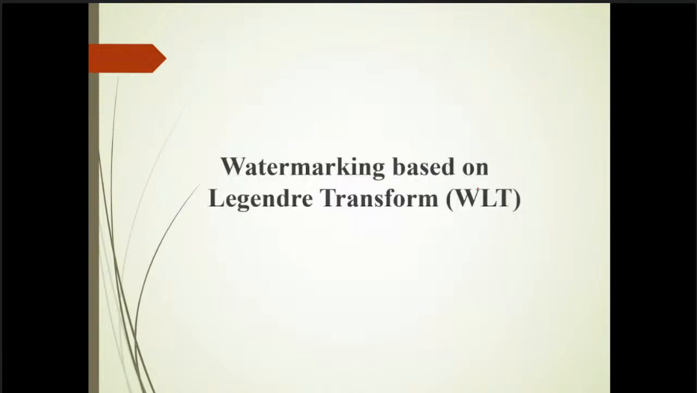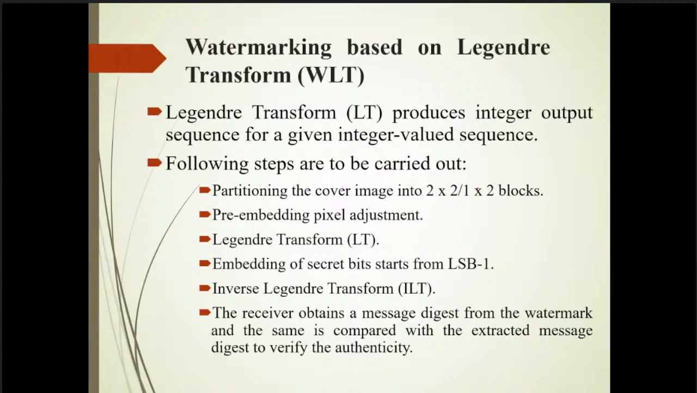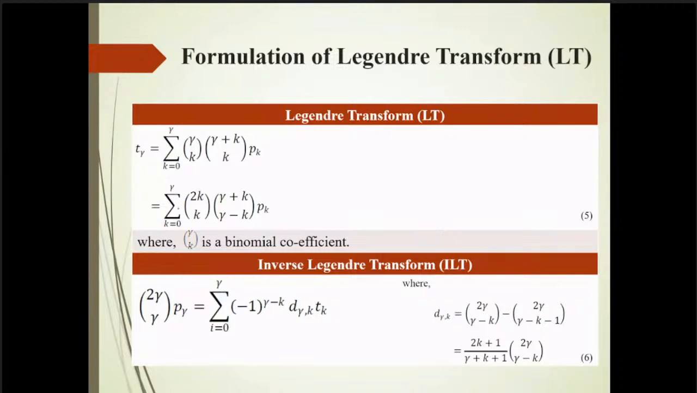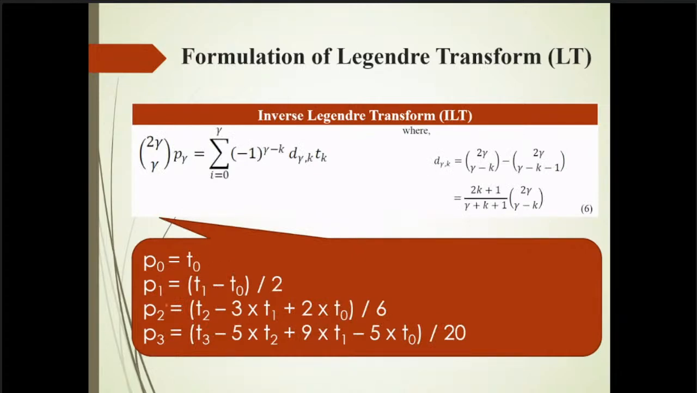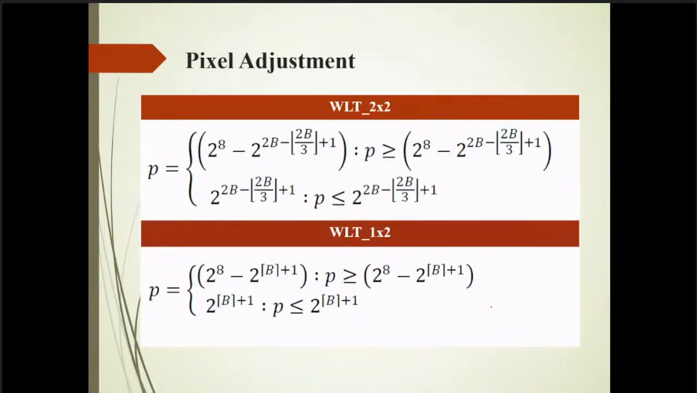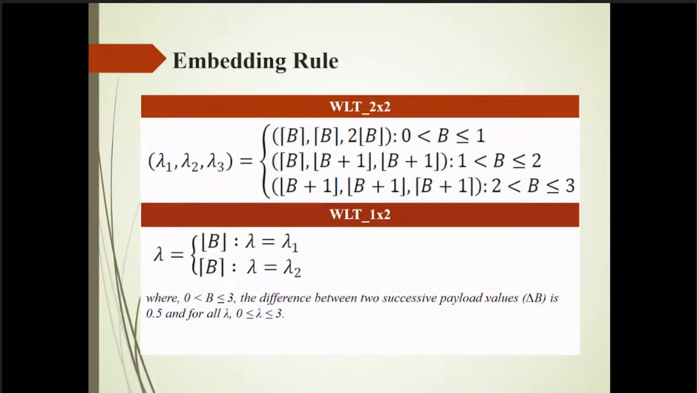So now let us consider the Legendre transform. We have computed both 2x2 and 1x2. So this is the original Legendre transform equation, and this is my transform computation using 2x2. It is the forward transform, and then this is the inverse transform. So definitely this is also reversible, as I showed you during the DFT computations. And then these are some adjustments we have made, and a formula we have made. So you have to generate your formula, and we have embedded 0.5 to 3 BPB.